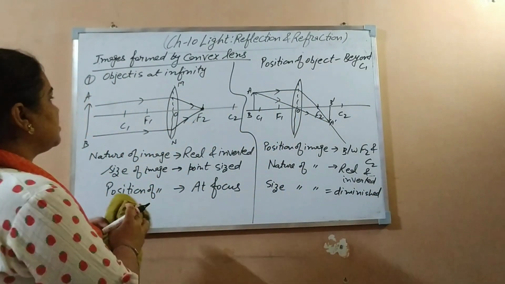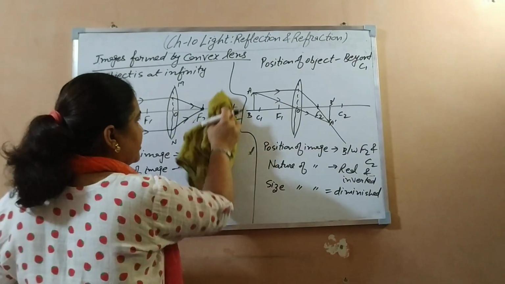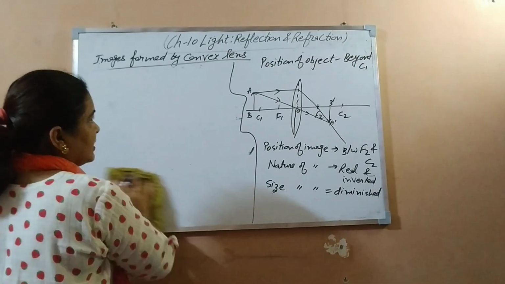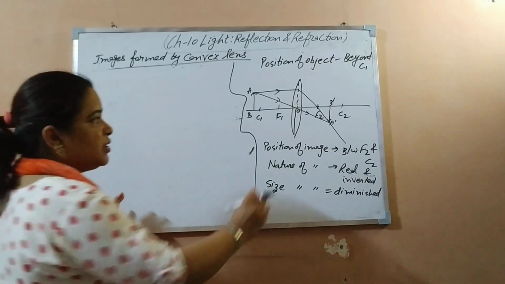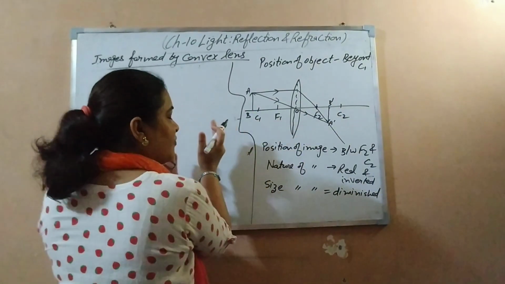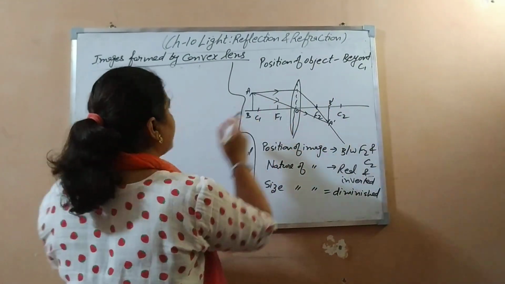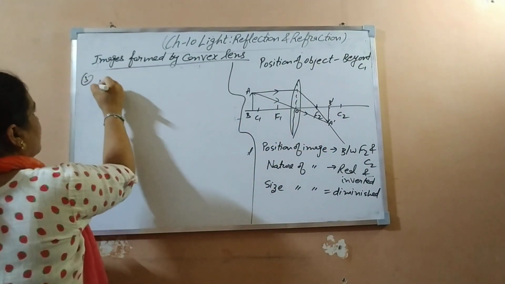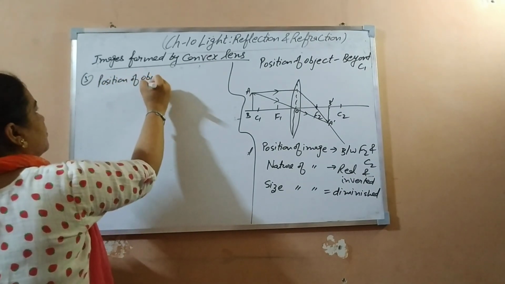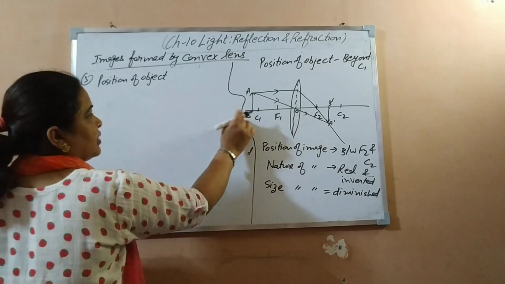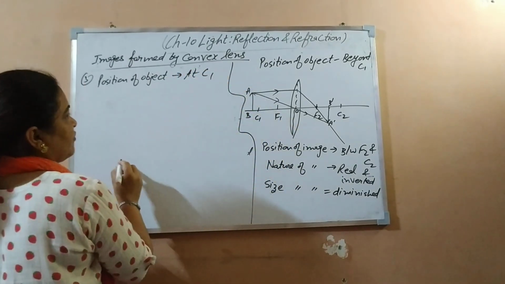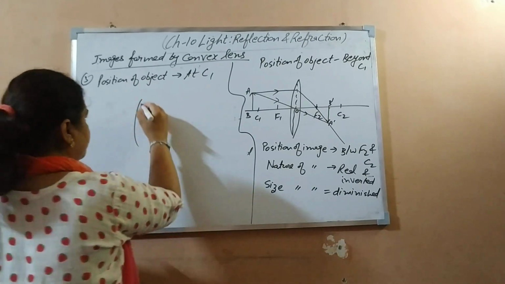Now let's do the third part. We are going near to the convex lens. And what about the image? Earlier the image was at the focus, now it is between. This means when we come near to the lens, the image goes far. The third case: what is the position of the object? We are coming near. Now the position of the object is at C1. So we will do that.